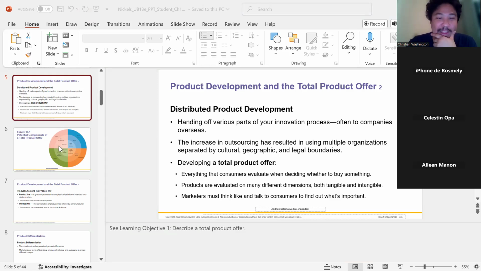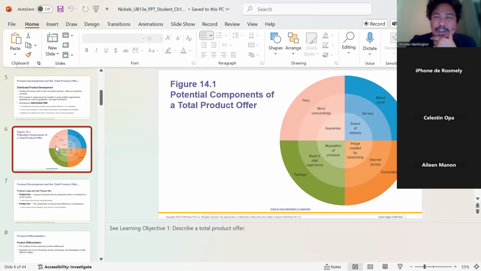So the marketing, the total product offer, the consumer, they look at your psychographics, they look at your emotional quotient, the way you think, the way you analyze, they look at all that. Okay. So these are the potential components of a total product offer: price, brand, package, convenience, things of that sort.